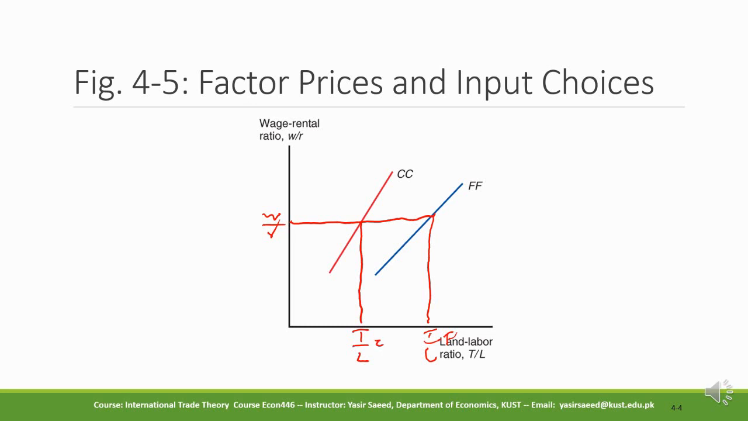So graphically we can show you that food requires more land as compared to labor, whereas cloth requires less land as compared to labor. Now what we discussed here is that the wage rental ratio, the W by R ratio, decides how much of these factors should be chosen. For example, if the wage to rent ratio increases, what will happen? Let's say it increases from W by R naught to W by R 1.